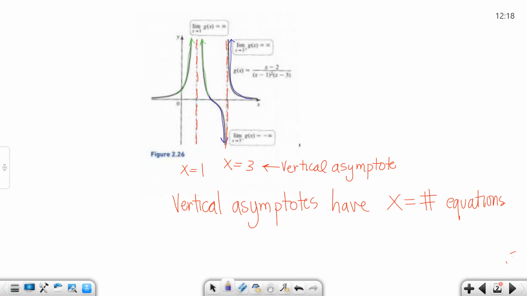So if you have a number over 0 in a limit, that means your graph either goes straight up or straight down. That does not exist. We'll talk about that a little later. But that's why that answer would be straight up, which would be infinity, or straight down, negative infinity.